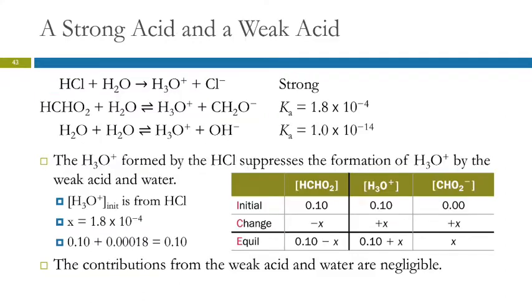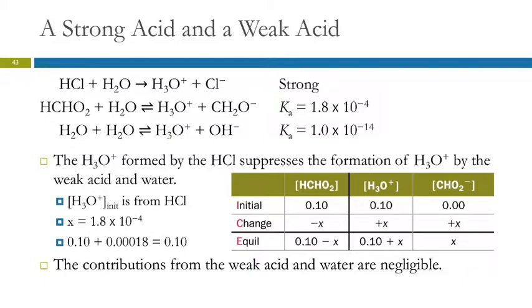So here's the strong acid. It's going to go completely to forming hydronium ion and chloride ion. Here's our weak acid. That's going to form some hydronium ion. And then here's the autoionization of water. So the strong means it goes all the way to the products. And here's our constant for the weak acid. And we see that the constant for water is so much smaller, we can just kind of tell that that's not going to be important at all.